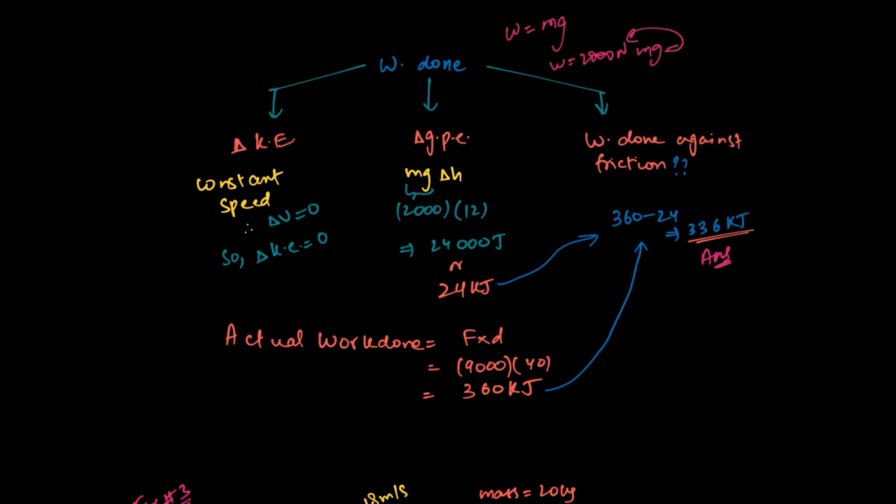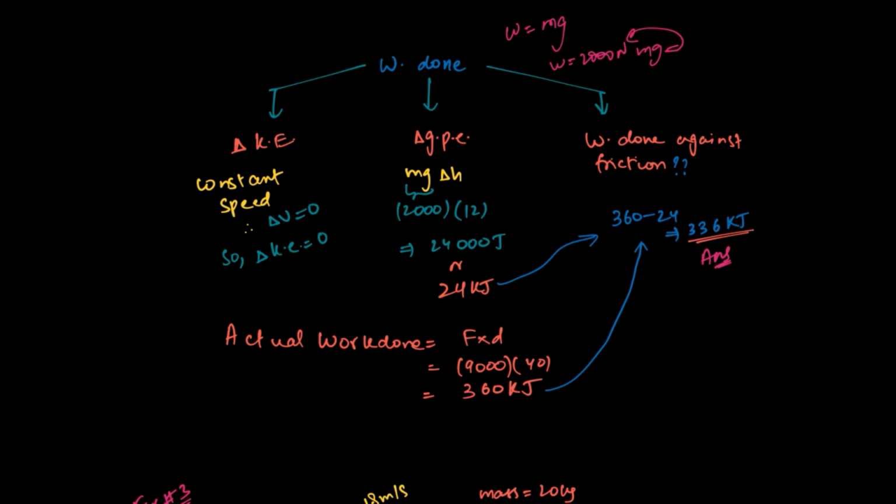Then the third form of energy is work done against friction. How would we find out the work done against friction? The easy way out is, again, we know that work done is distributed into three forms of energy: change in kinetic energy, change in gravitational potential energy, and work done against friction. We know the change in kinetic energy, and we know the change in gravitational potential energy.